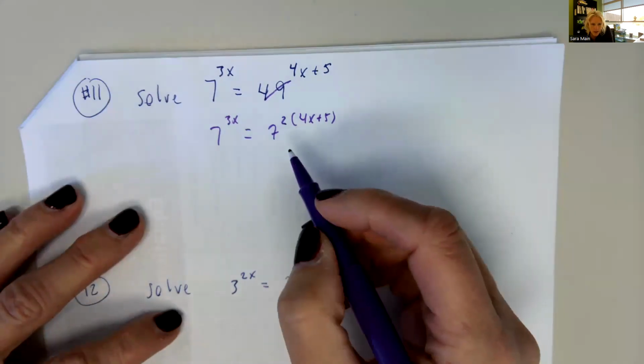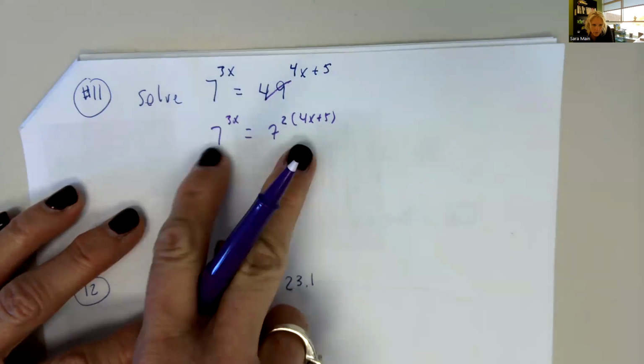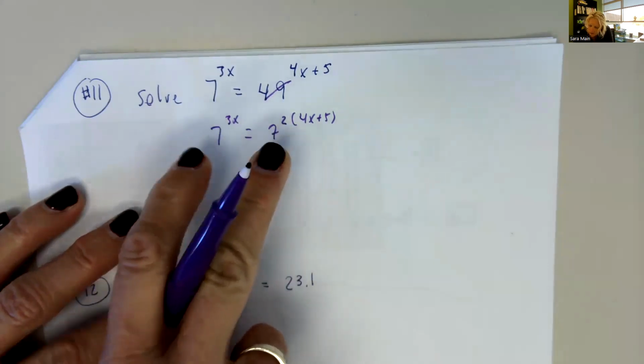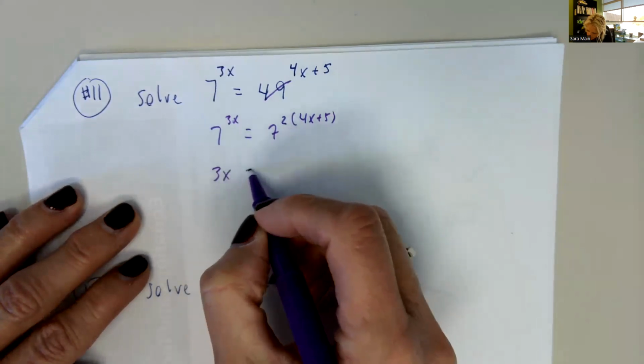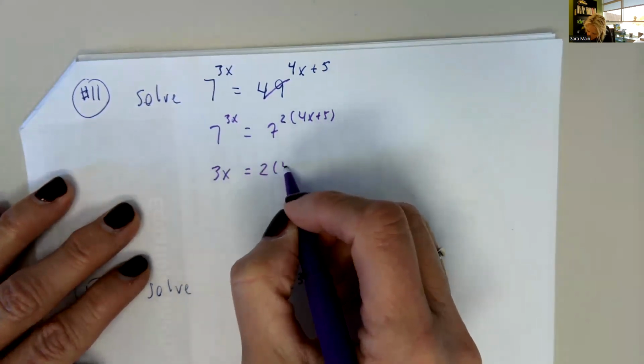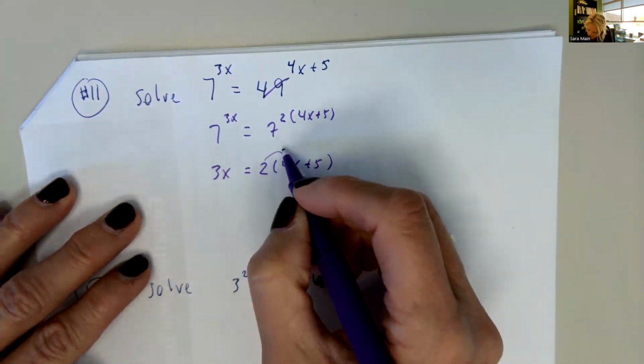And so when we do that, this just becomes 2 times the 4x plus 5. And then we have both bases of 7. So now that we have both bases of 7, we can just compare 3x and 2 times 4x plus 5 and solve for x from there.